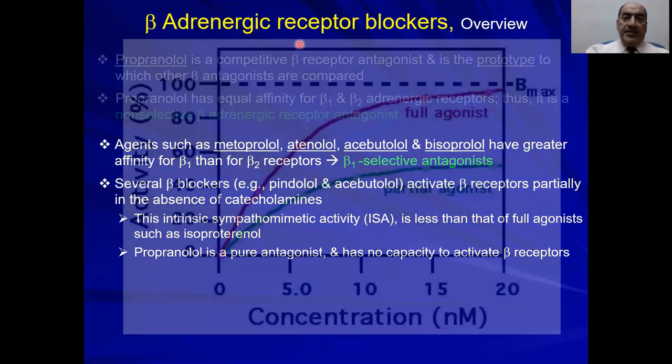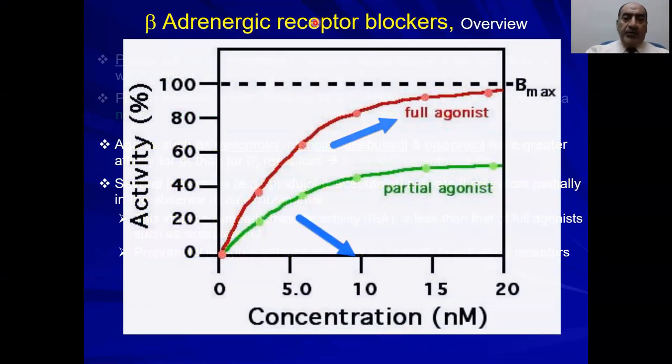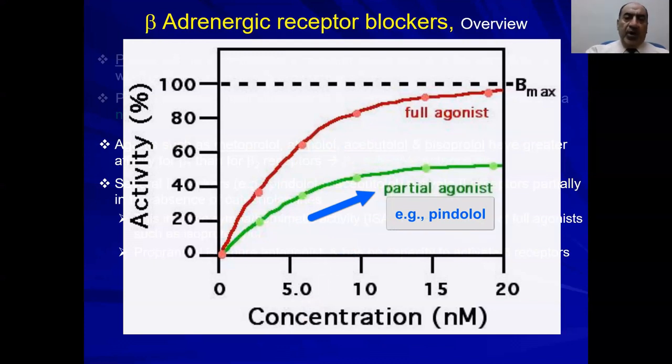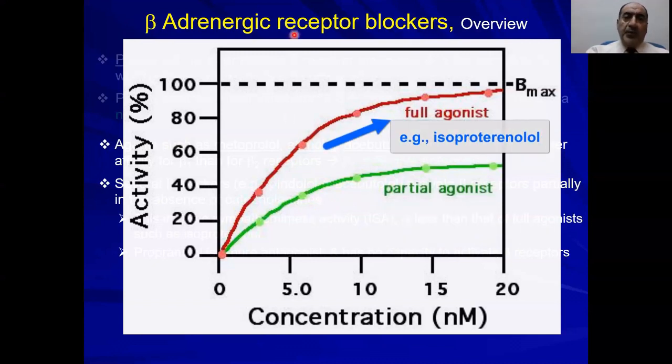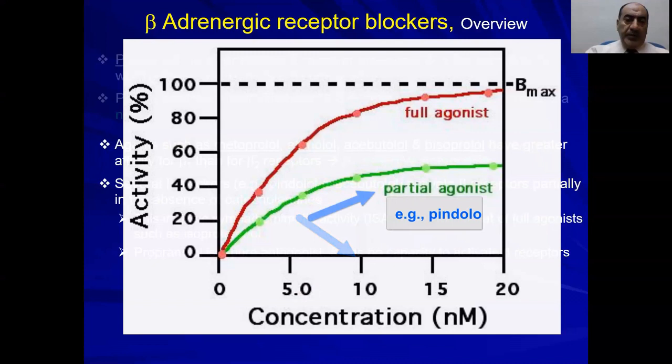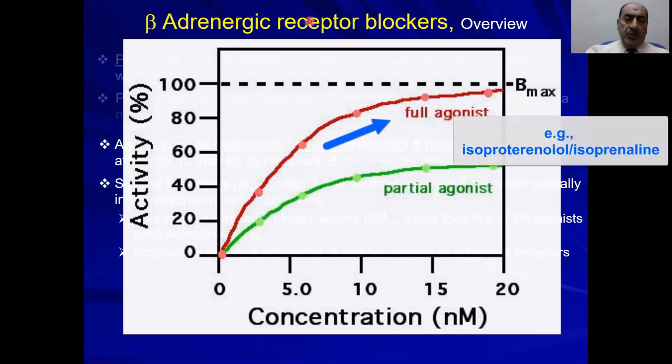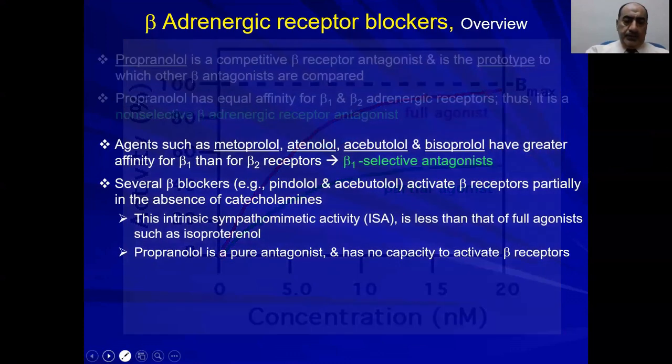If the agonist effect is up here and the antagonist effect is down here, there is something in the middle, a little bit above the zero level. If any drug plays in this area, we call it a partial agonist. These drugs are partial agonists and have intrinsic sympathomimetic activity, but their effect is less than the full agonist isoproterenol. So isoproterenol will be up here, propranolol down here, and these drugs will be here. They have some little intrinsic sympathomimetic activity and can activate the receptor a little bit, but not as much as isoproterenol, the full agonist.